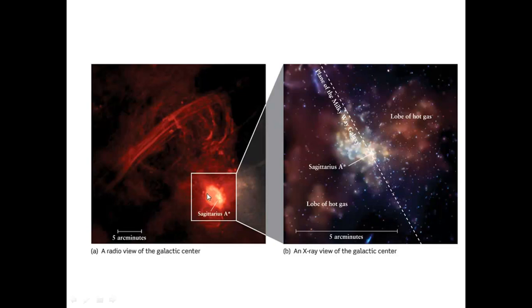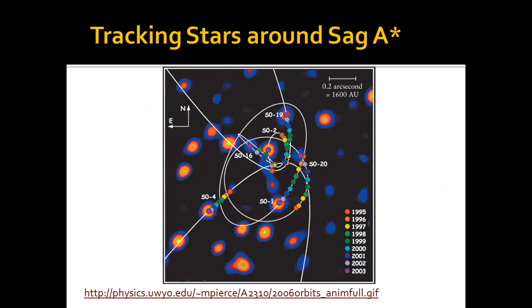So, here's another image. Okay, here's the radio source coming from the center of our galaxy, and then the X-ray images coming from the center of our galaxy, all indicators of the supermassive black hole at the center of our galaxy, which isn't really that unique. We're finding black holes at the center of lots of galaxies.